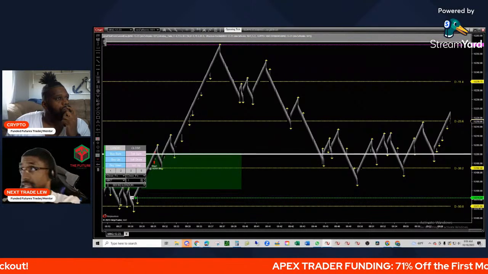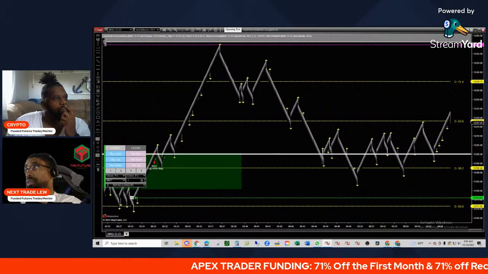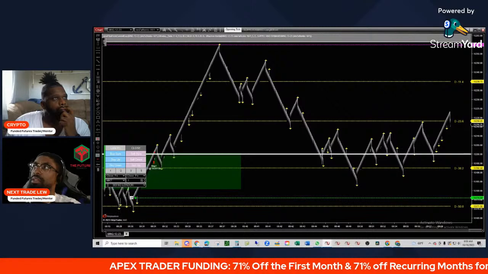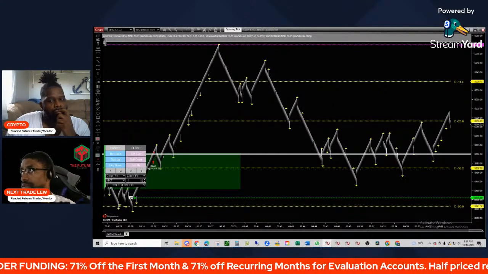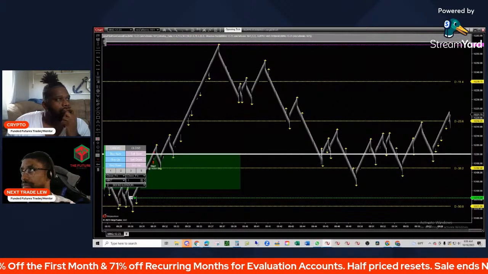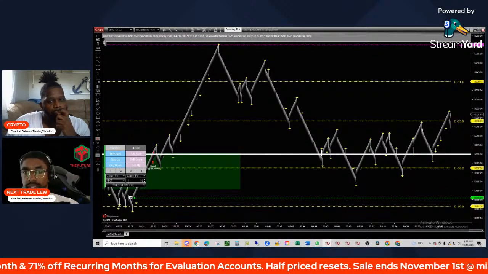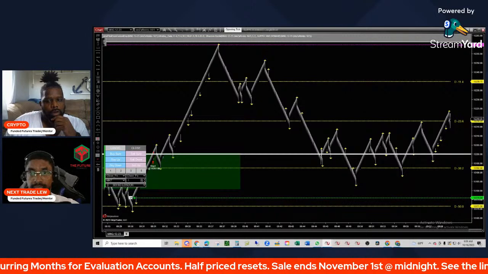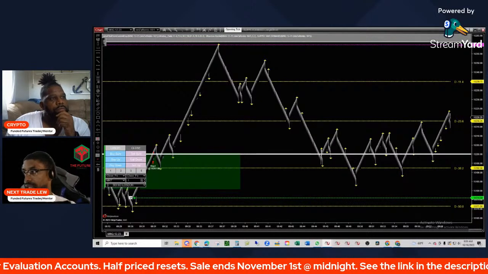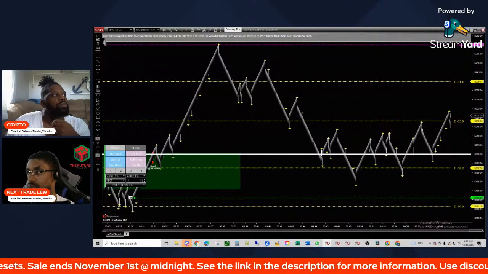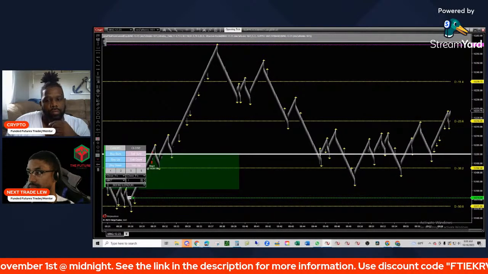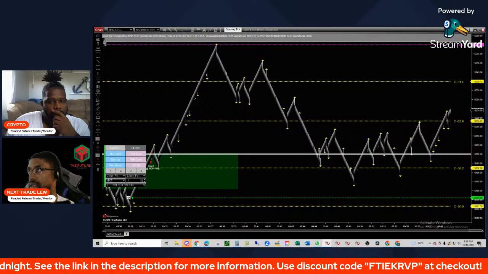It looks like the ES is kind of holding the opening price. That's support right now. Oil trying to break the low of the day. They're trying. They broke it a tiny bit. They're trying to make an even lower low.